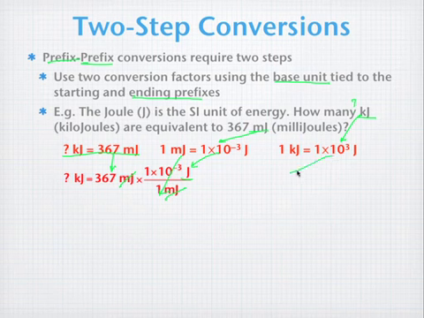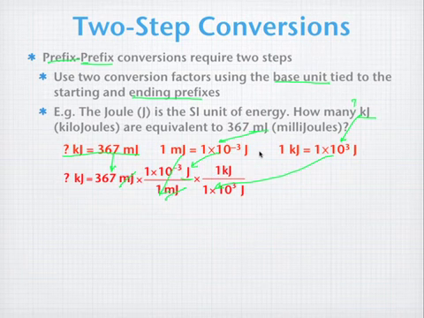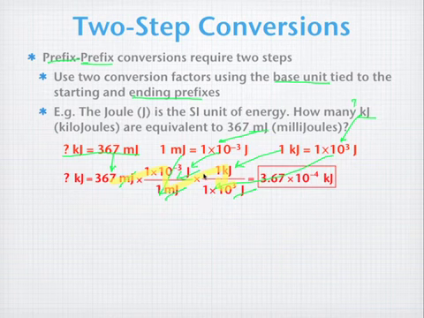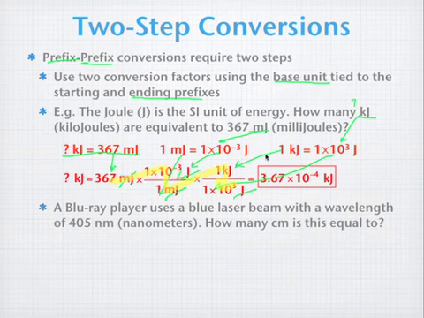So let's bring joules down into the denominator to cancel out the conversion factor. Kilojoules goes in the numerator. The joules cancels out. And we can do our math. Remember that zigzag. And we get our answer of 3.67 times 10 to the minus 4 kilojoules. Let's do one more before I let you go on your own.